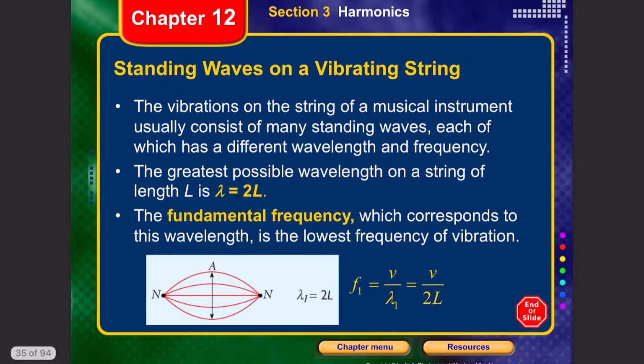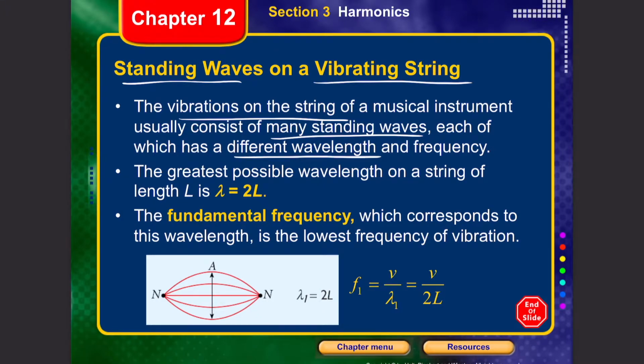So let's start with standing waves. We already discussed standing waves in the last topic when we discussed vibrations and waves. When you have a vibrating string, the vibrations of the string of a musical instrument generally contain many standing waves, and each of these will have its own wavelength and frequency. So the greatest possible wavelength on a string is given as lambda equals 2L, and the fundamental frequency which corresponds to this wavelength is the lowest frequency of the vibration.